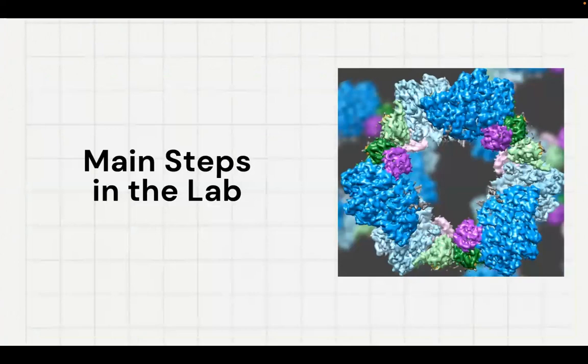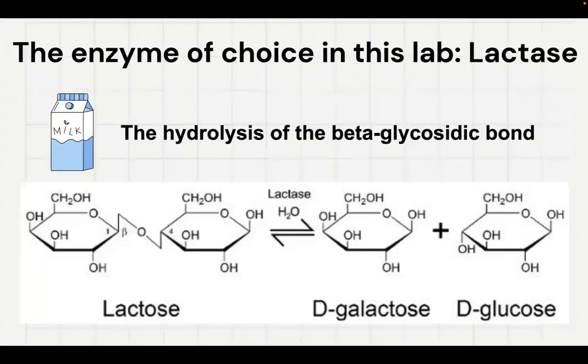Next, we will talk about the lab experiment. The enzyme of choice in this lab is the glycosidic hydrolase lactase, which can be extracted from dietary supplement tablets. When people drink milk, there is lactase to break down lactose so people can digest it better. Lactase catalyzes the hydrolysis of the beta-glycosidic bond in the disaccharide lactose, releasing galactose and glucose. However, people who are lactose intolerant don't have that enzyme or simply don't have enough of it. In this way, they might have a harder time digesting it.